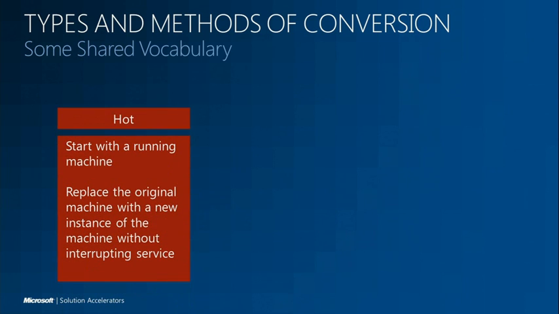So the first term I'm going to talk about is hot. A hot conversion is basically you've got a machine running. You need to keep it running. You want to build up another machine right beside it. And when you get to the point where you're ready to switch over, it is instantaneous. There's a negligible downtime. The intention is that the users experience no service interruption.